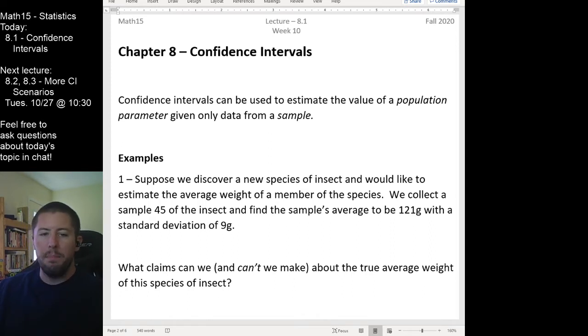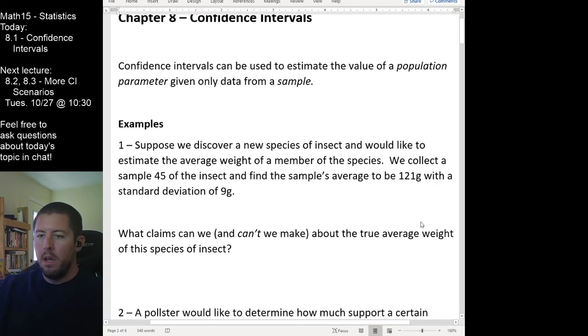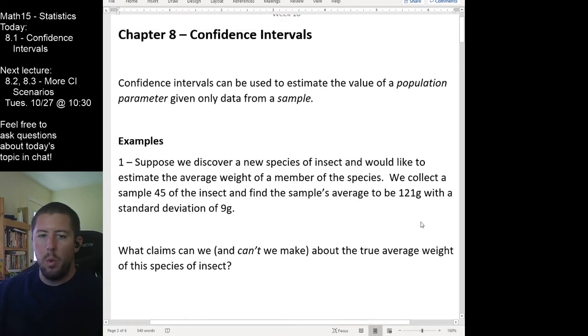So let's look at a couple examples just to kind of see what we mean by some of these statements here. We're not doing examples, we're just stating examples as to what type of information we want to know here. So first things first here in example 1, suppose we discover a new species of insect and we would like to estimate the average weight of a member of the species. We collect a sample of 45 members of the population and we find that the sample's average is 121 grams with a standard deviation of 9 grams.